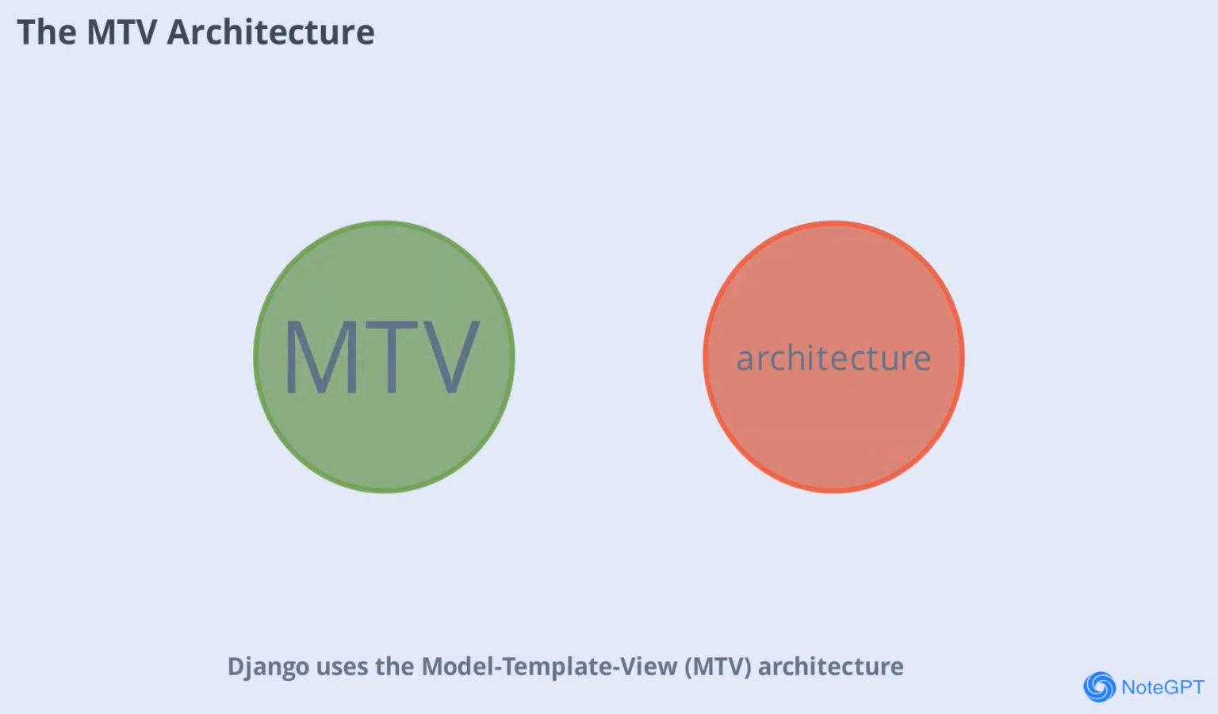Django uses the Model-Template-View, MTV, architecture, which is similar to the popular MVC pattern. In this setup, the model handles your data, the template manages how information is presented, and the view controls the logic. This separation of concerns makes your code more organized and easier to maintain. Understanding the MTV pattern is key to mastering Django, as it forms the backbone of every Django project.